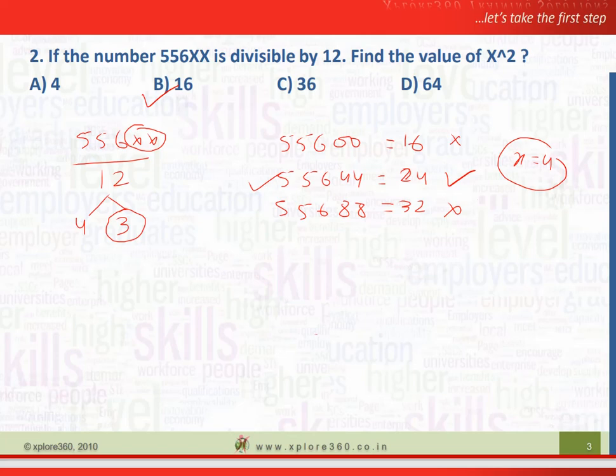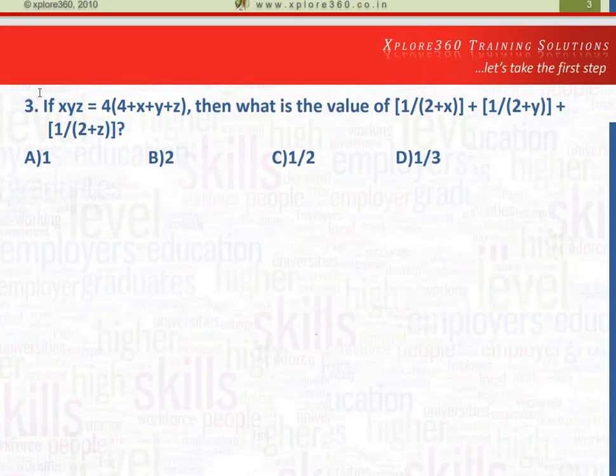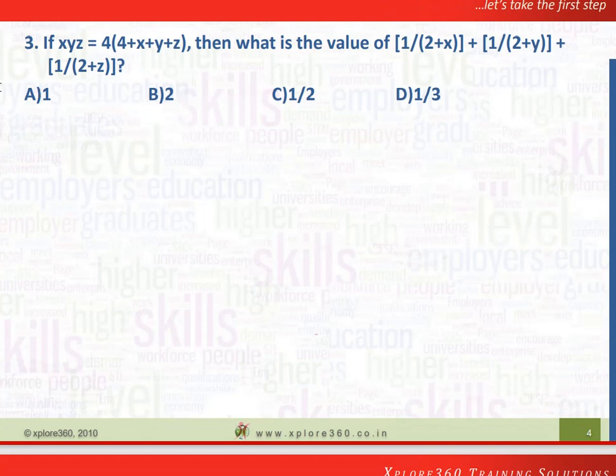Moving to the next one. The next question I have taken from the topic equations. In equations you will find a lot of tricks applying.